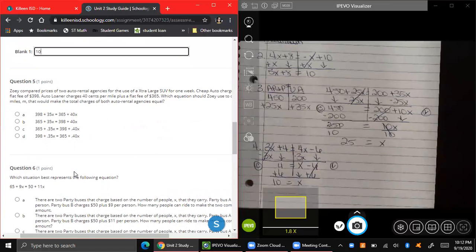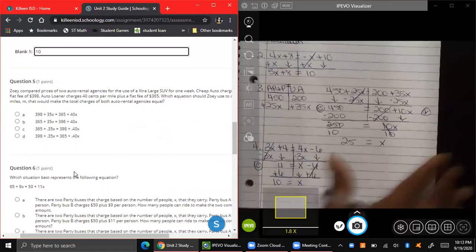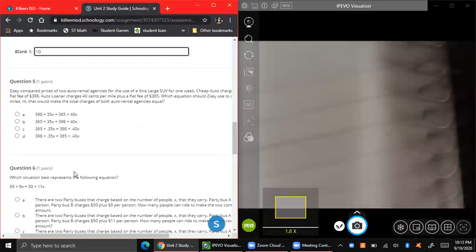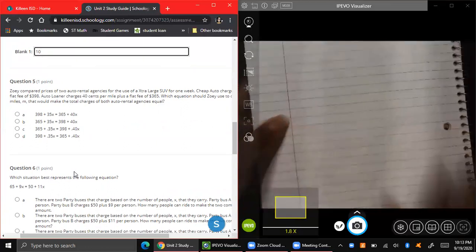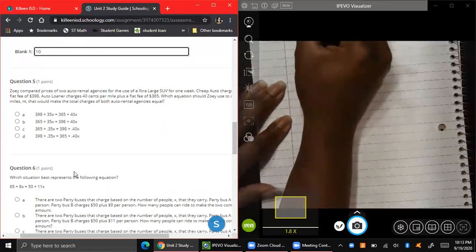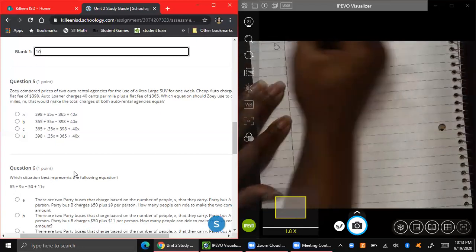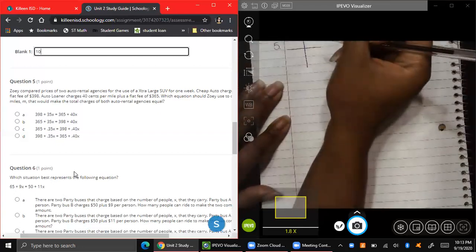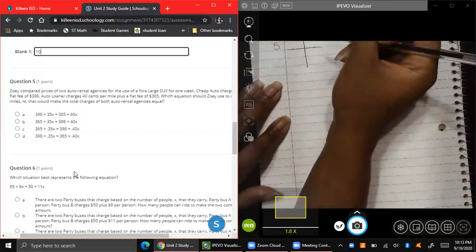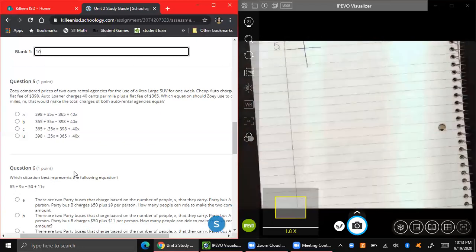Number 5, it says Zoe compared. So this is a word problem I can see. And I am trying to create an equation. So I'm going to go ahead and create my T-chart. This is number 5. She's comparing the price of 2 auto rental agencies for the use of an extra large SUV for 1 week.